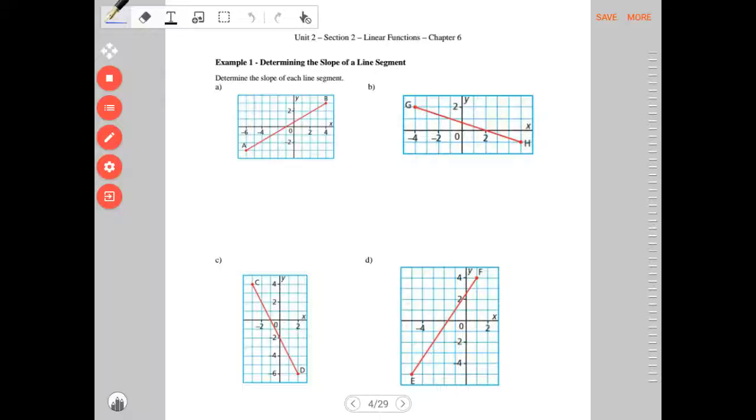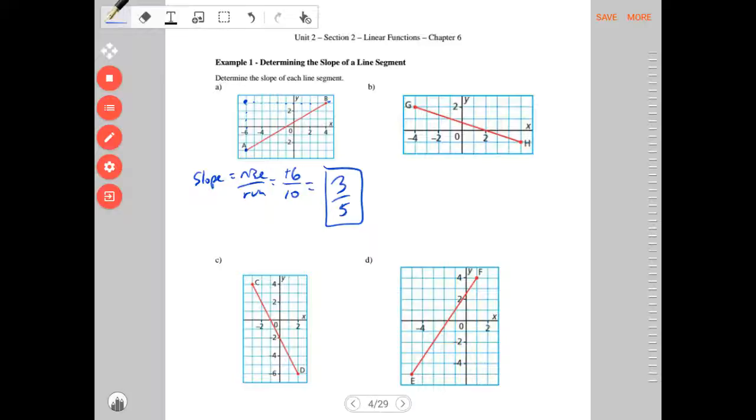So determine the slope of each line segment. If we start at A and go to B, slope equals rise over run. So the rise, 1, 2, 3, 4, 5, 6, so plus 6, and then the run, from here, 1, 2, 3, 4, 5, 6, 7, 8, 9, 10. So 6 over 10. Now, of course, that's a fraction that reduces. This is 3 over 5. So that is the slope of A.